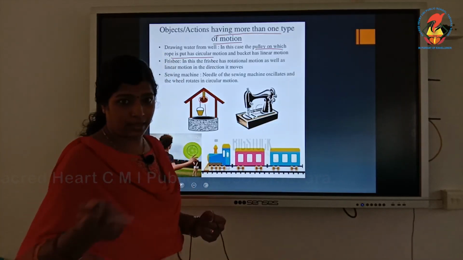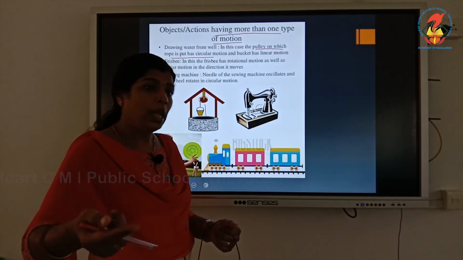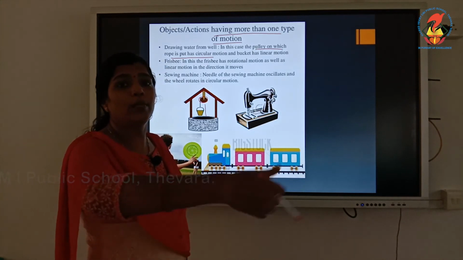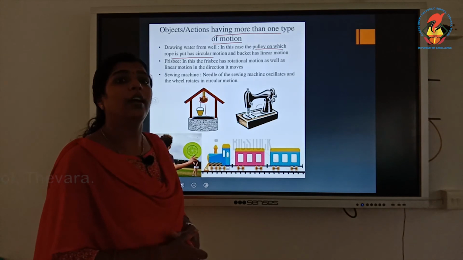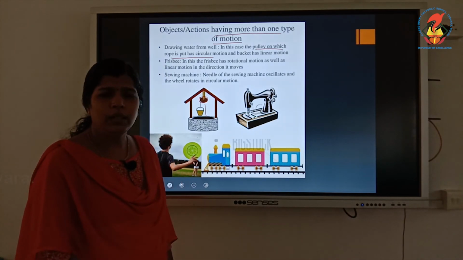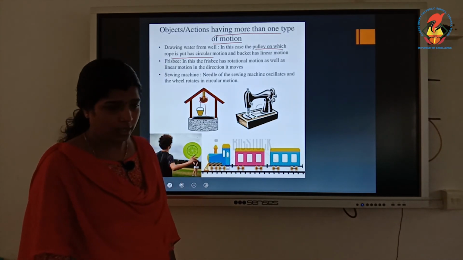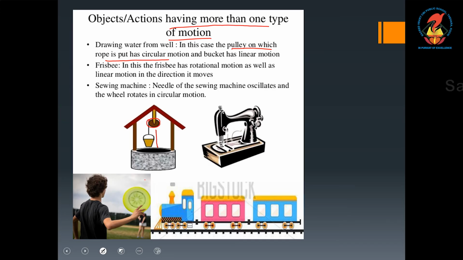When you throw a disc, it will rotate, and along with the rotational motion, it has linear motion. Linear motion means rectilinear motion itself. Then the sewing machine. The needle of the sewing machine will oscillate, which means periodic motion. It will repeat the motion after some time. But the wheel of the sewing machine will be in circular motion.